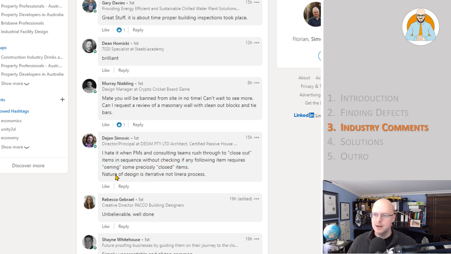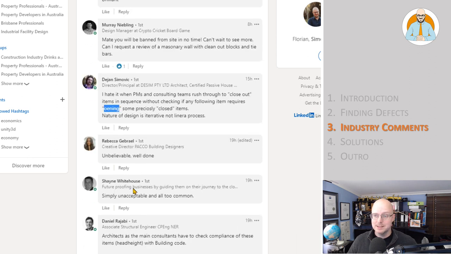Some precisely closed items. Well, because the nature of design is iterative, not a linear process. The problem is opening things up. That's the thing. Traditionally, the architect will be the independent party between the person procuring the building and the contractor. You'll be the one in the middle, inspecting and approving, and you'd have your consultants there doing it. But it's just a mess.